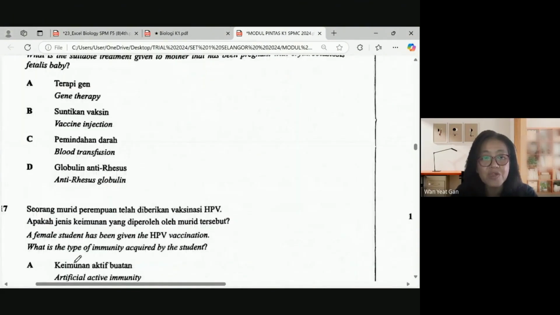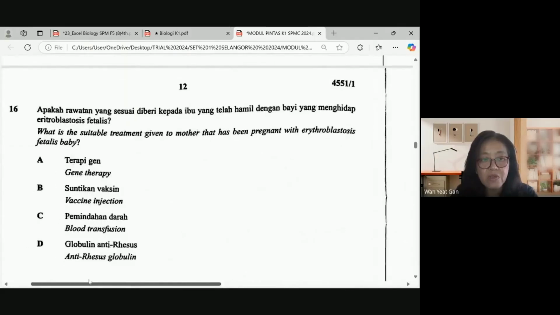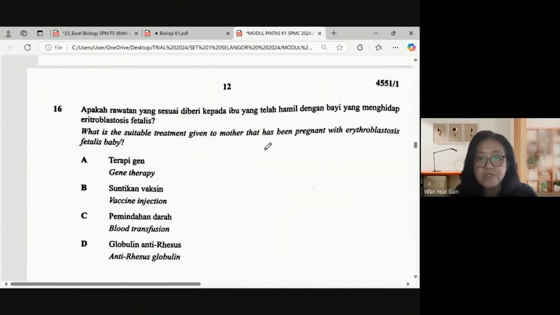Okay, next question, 16. What is the suitable treatment given to a mother who is pregnant with an erythroblastosis fetalis baby? Erythroblastosis fetalis babies are babies whose red blood cells have undergone breakdown, and this is because the mother is Rh positive. Okay, sorry, the mother is Rh negative, the fetus is Rh positive.